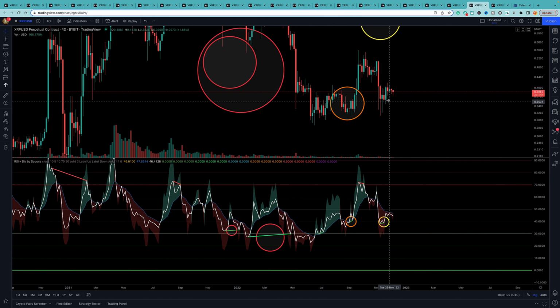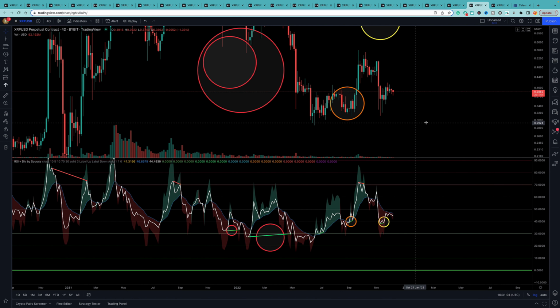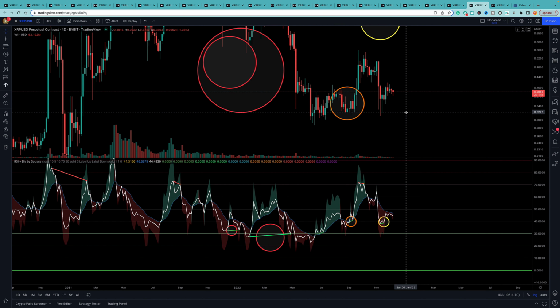Yeah. So as much as I'm confident about the moves down, I'm also mindful that it doesn't necessarily have to play out like that, but it is looking like that. Yeah. It's just this sideways needs to move on.